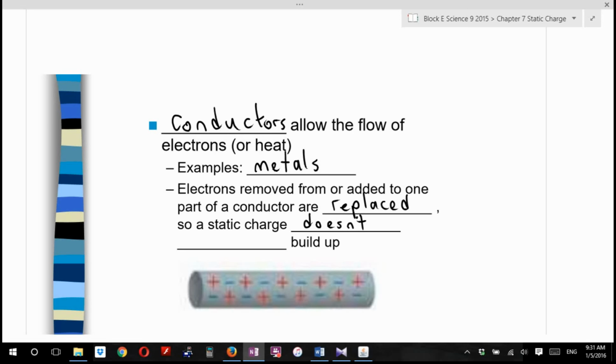But it's not because the metals were somehow storing static charge. Metals don't store static charge. They transfer it down to the earth, or whatever circuit we set it up in.